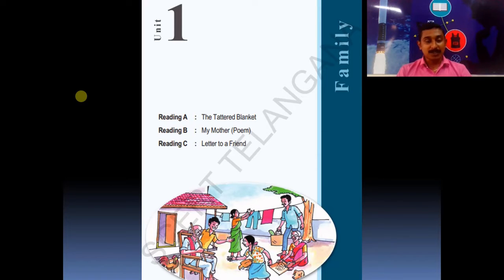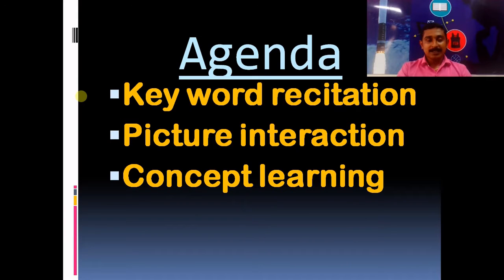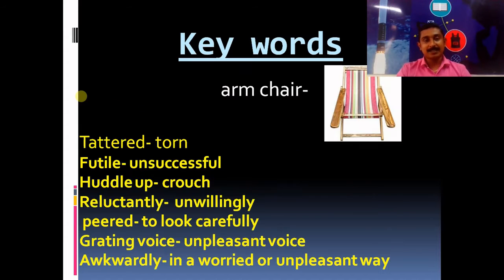What you see in the picture, the members of a family are very happy and joyous. There is a grandfather, grandmother, children, father, mother, all together make a family. So this is the topic that we are going to learn today. Let us have a quick glance at today's agenda. We have keyword recitation in the initial stage, secondly picture interaction, and finally concept learning.